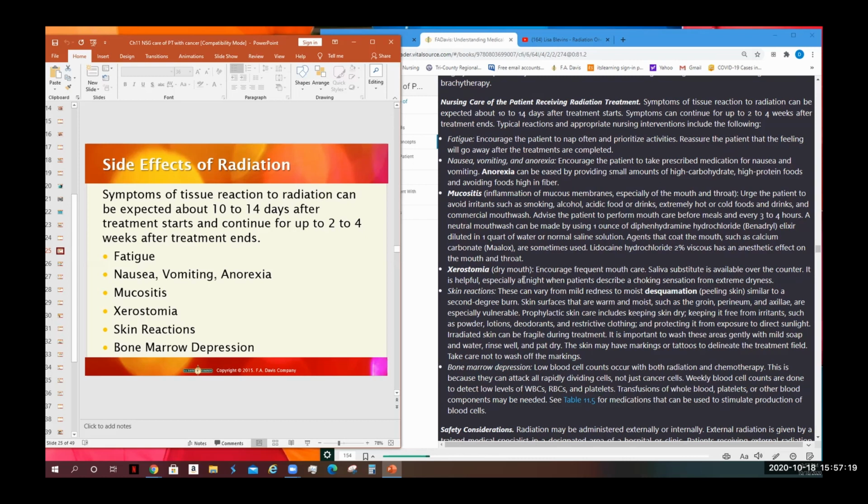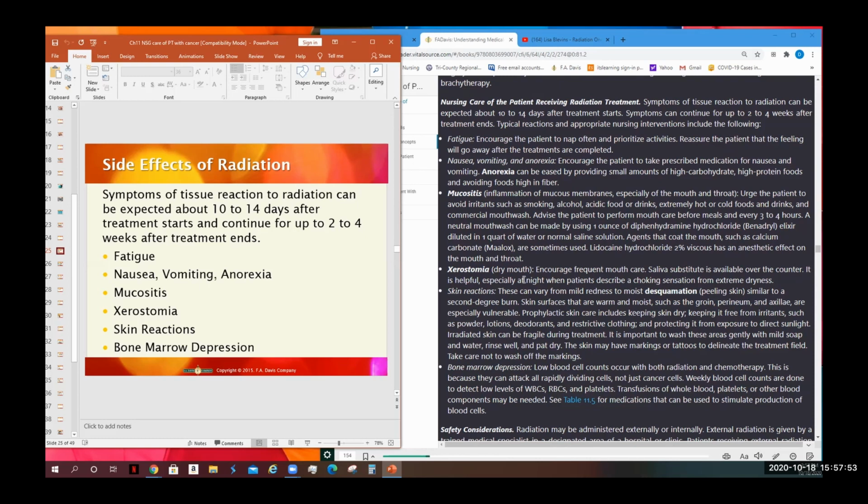A neutral mouthwash can be made by using 1 ounce of diphenhydramine hydrochloride, which is Benadryl elixir, diluted in 1 quart of water or normal saline solution. Agents that coat the mouth, such as calcium carbonate or Maalox, are sometimes used. Lidocaine hydrochloride, 2% viscous, has an anesthetic effect on the mouth and throat.